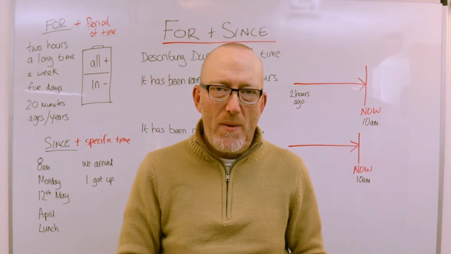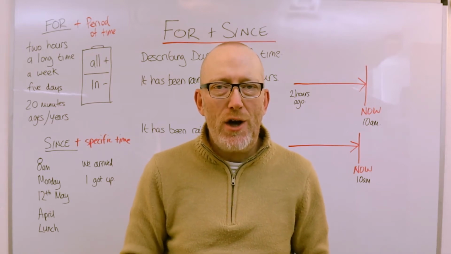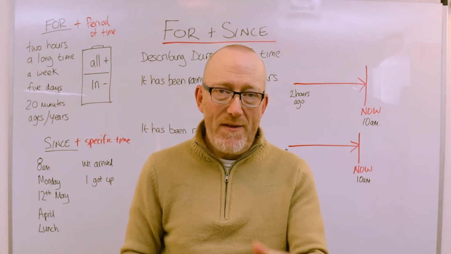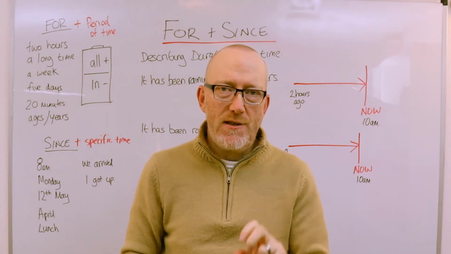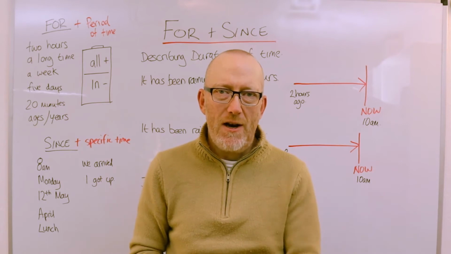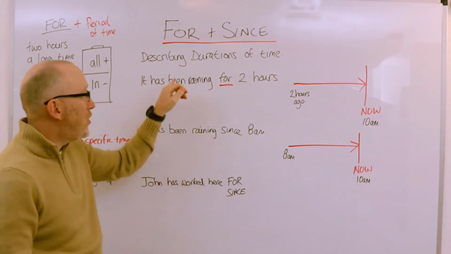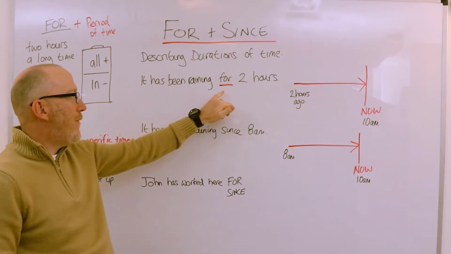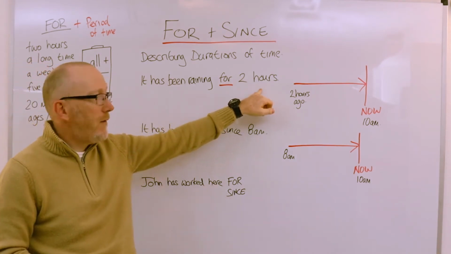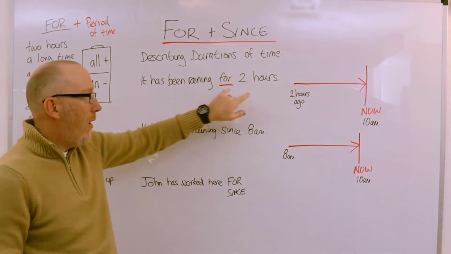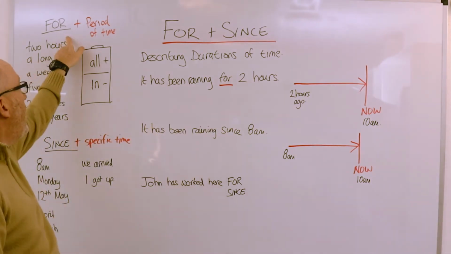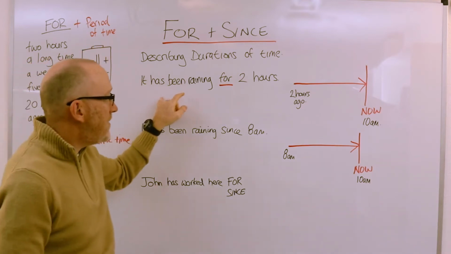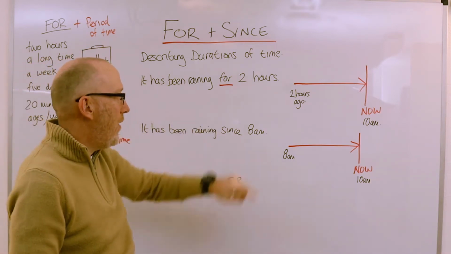So now, as promised, we're going to take a detailed look at how we use for and since within the present perfect to allow us to describe durations of time. Okay, so we're describing durations of time. So it has been raining for 2 hours. For 2 hours. For, we use plus a period of time.